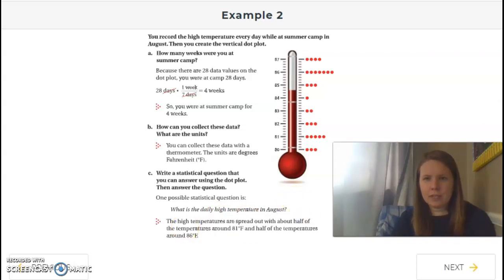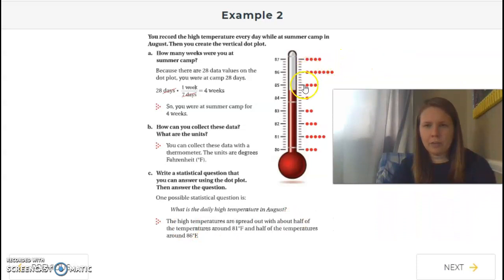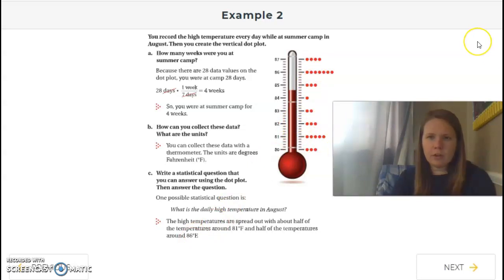So one way you could explain that, well, you can look at your data, notice any clusters or peaks, or what do you seem to notice the most? So they say the high temperatures are spread out with about half of the temperatures at 81 degrees Fahrenheit and half the temperatures at 83 degrees Fahrenheit, or 86 degrees Fahrenheit. Okay, so since this data was pretty spread out, you could kind of explain something like that, saying, the most frequent numbers were 81 and 86, but they're spread out between about 80 and 87.